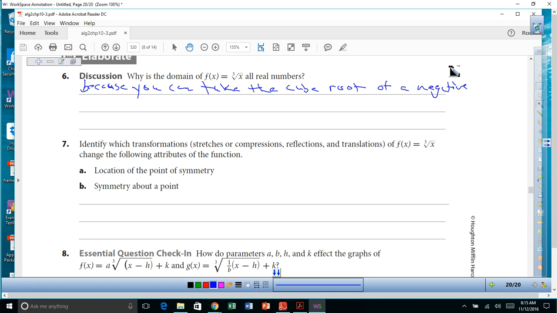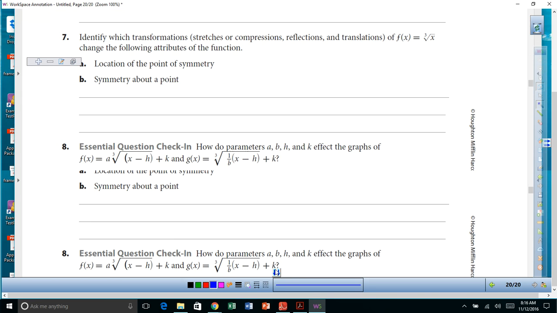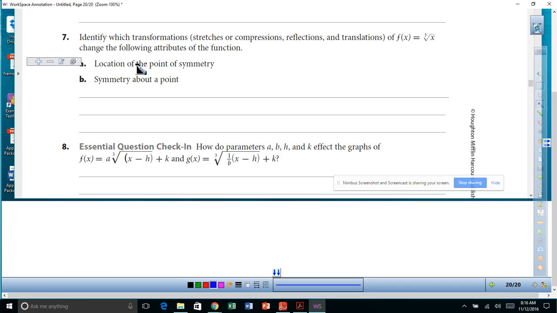Number 7, identify which transformations, stretches or compressions, reflections and translations of f of x equals the cube root of x change the following attributes of the function. Okay. That's kind of a tough question there. So, location of the point of symmetry. Which of the following transformations? There's two things that change the location of the point of symmetry, and that would be H and K.